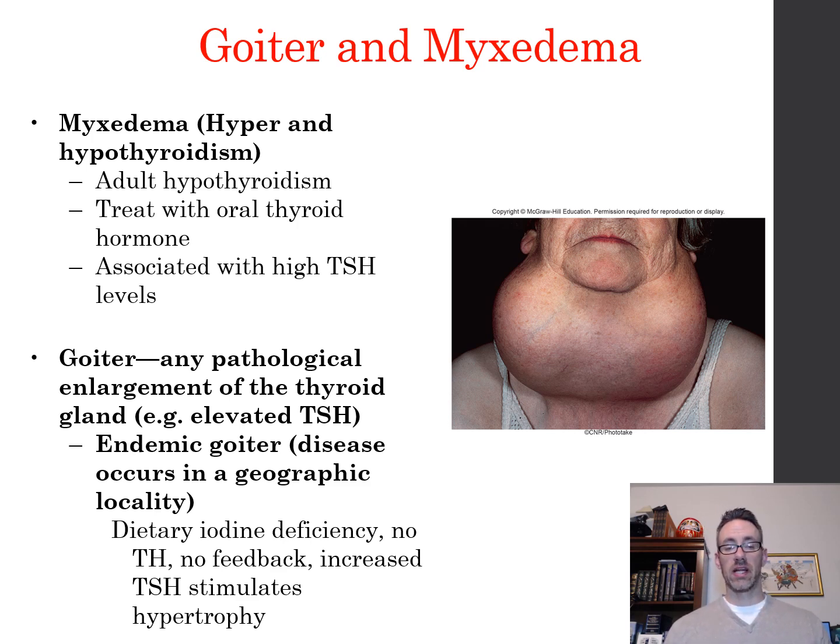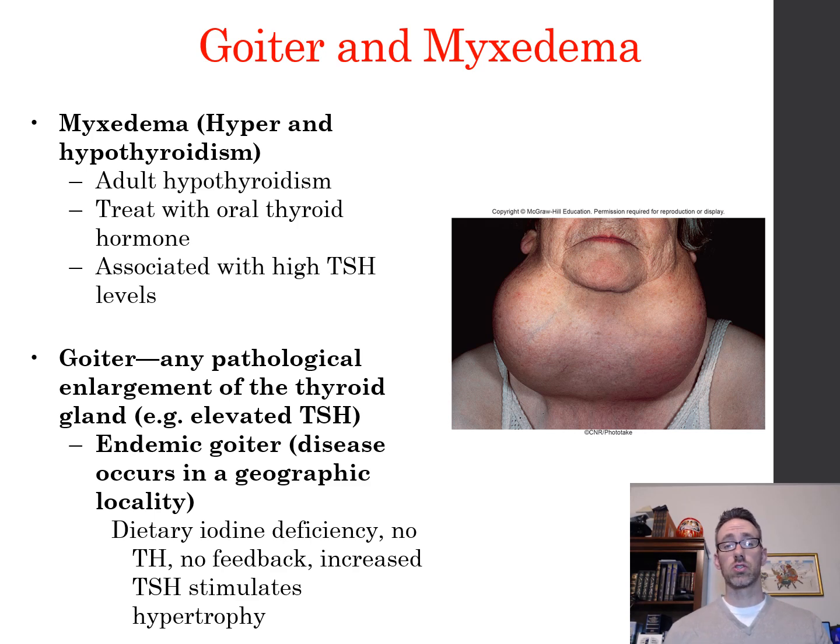So you can have what we call an endemic goiter. This disease occurs in a geographic locality. Really what's happening is you have, let's say, a dietary deficiency of iodine. If you don't get enough iodine in your diet, there's not enough iodine to supply the production of T3 and T4 that may be needed for your body. And so if you don't produce the T3 and T4, that means your levels are low.